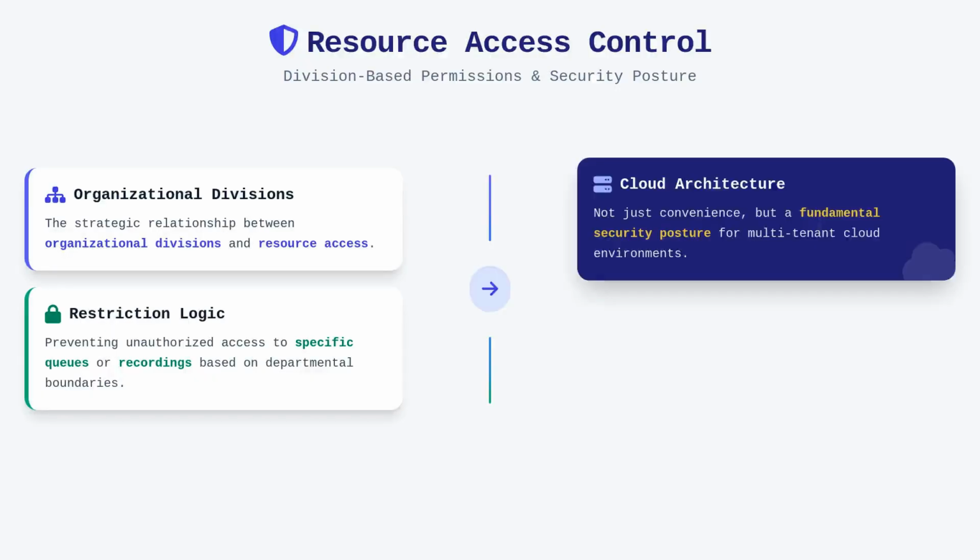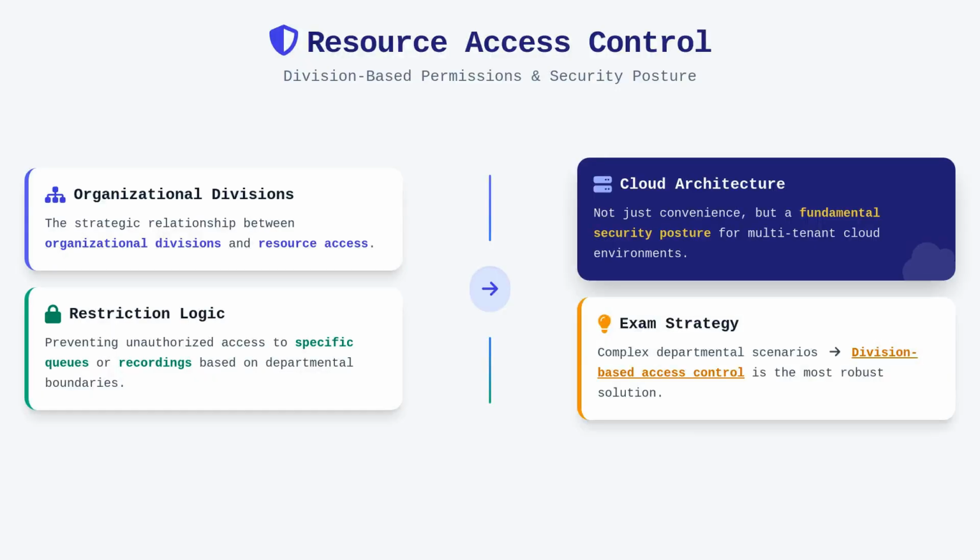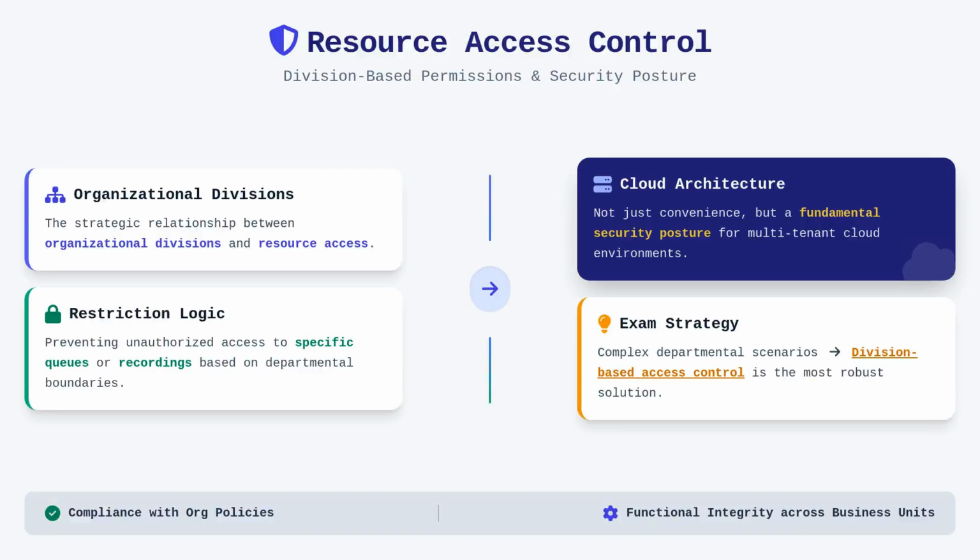If a question presents a complex scenario involving departmental separation, you should immediately look for the division-based access control setting as the most robust solution. Internalizing these constraints ensures that you can design solutions that remain compliant with organizational policies while maintaining functional integrity across distinct business units.